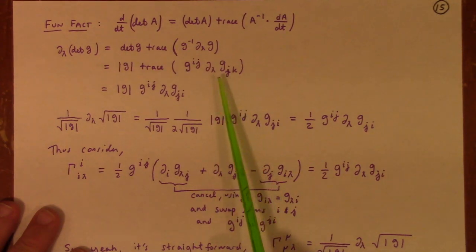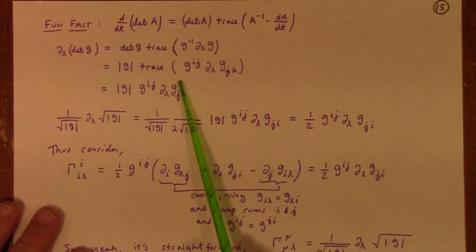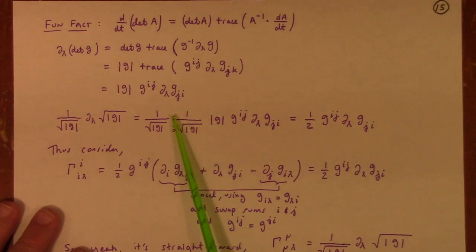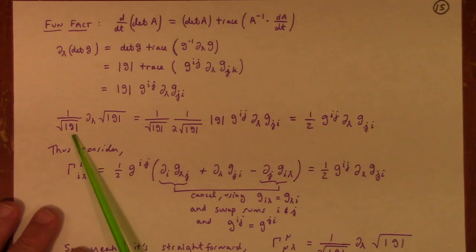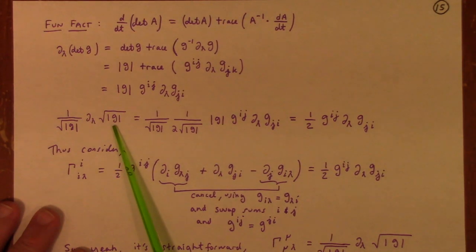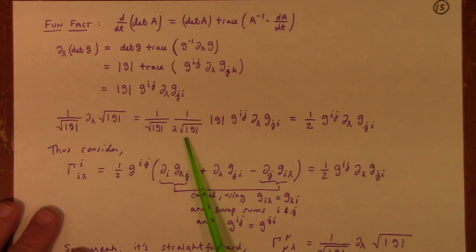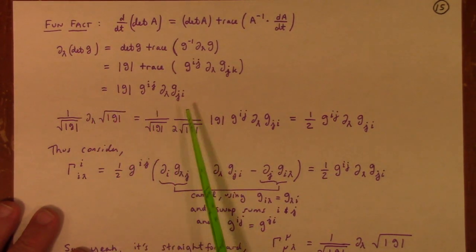But this is really just the trace of this matrix, like so, and the formula for the trace of this matrix is exactly given down here, G ij, partial lambda G ji. And so if I do 1 over the square root of the determinant, then I take the derivative of the square root of the determinant by the chain rule. It's 1 over twice the square root of the determinant. And then I do what? I do times the determinant times, so now I'm using this right here, right?